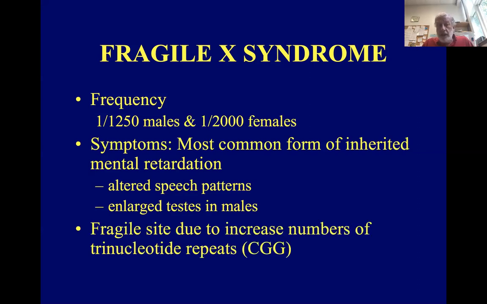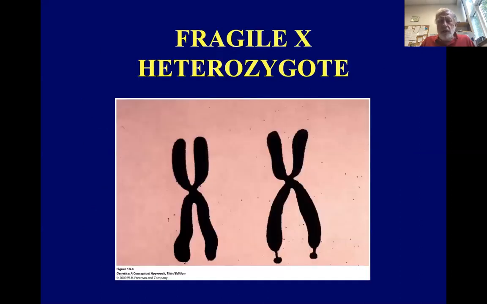The fragile site, the reason this happens is because there is a fragile site towards the end of the X chromosome. Fragile sites are places along chromosomes where they tend to break more than usual. And this is due to an increased number of trinucleotide repeats, in this case CGG, not CAG as in Huntington's, but CGG in this case. So this shows a normal X chromosome on the left and one with Fragile X on the right.